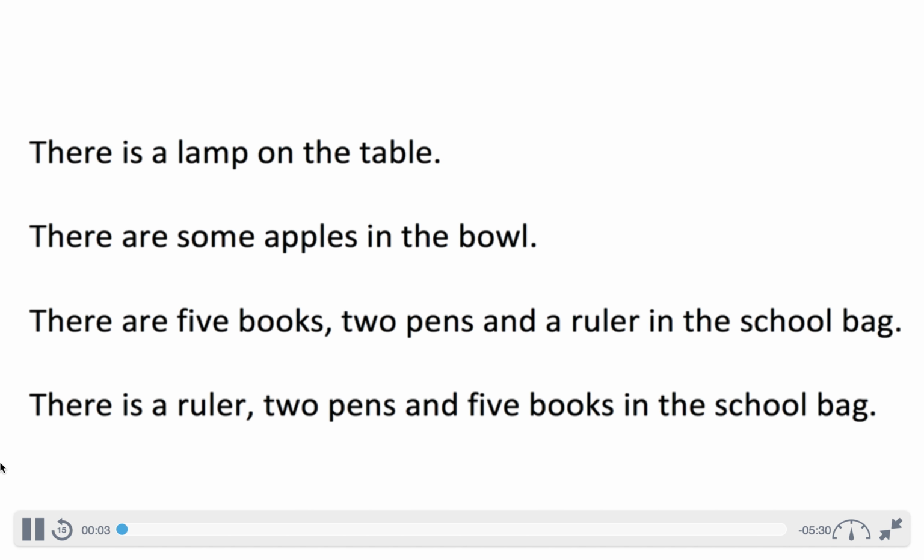This time let's see some examples. Let's look at some examples. The first four are simple ones, but there are a few places that we need to pay attention to. The first ones were very simple.